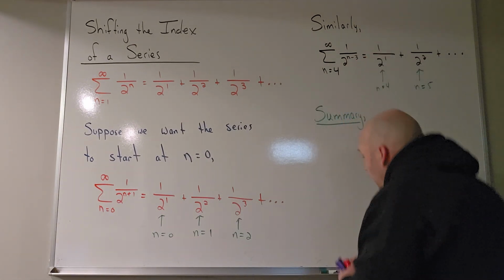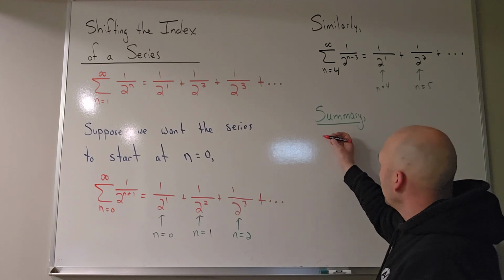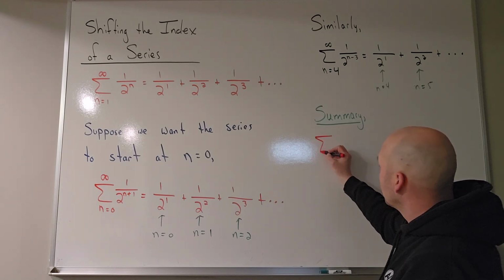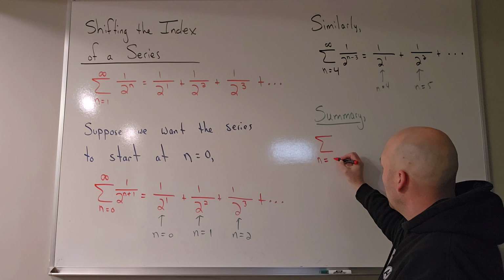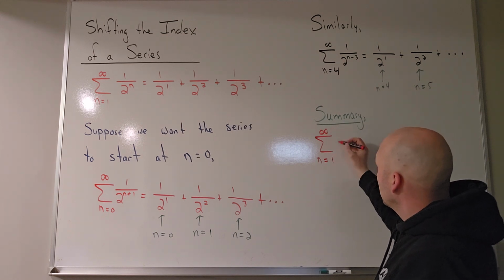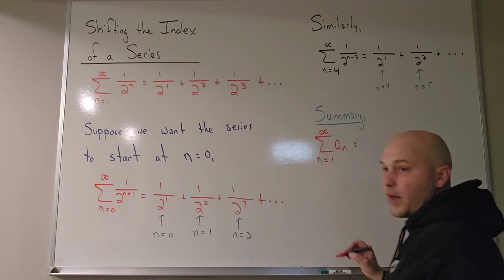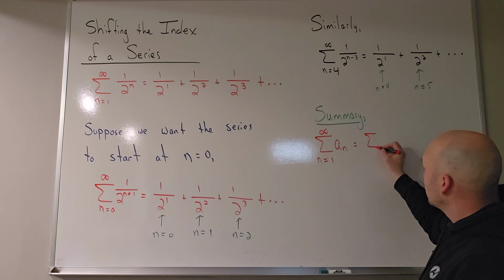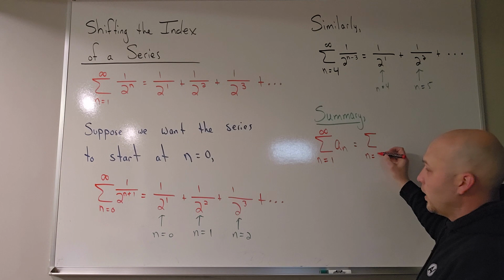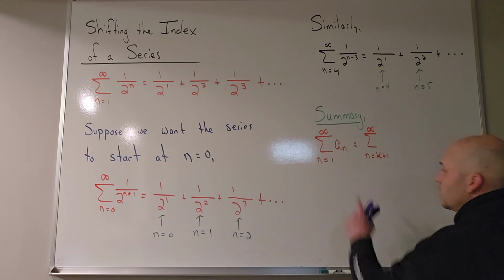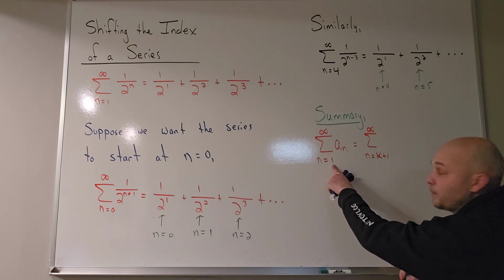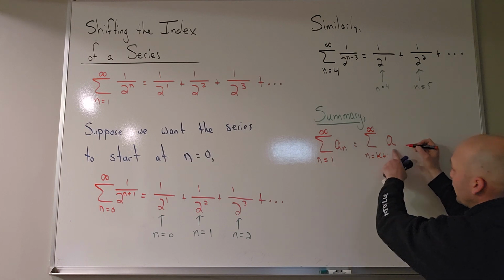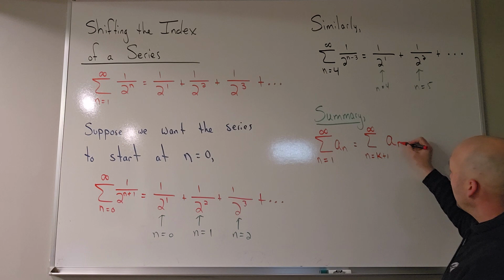So let's write this as the following summary. Let's say I have the sum from n equals 1 to infinity of a sub n. Let's say I want to increase this. So I go to the sum from n equals k plus 1 to infinity. So I increase my starting value by k. What that means is I'm going to go to my index variable and decrease it by k. So that'd be n minus k.